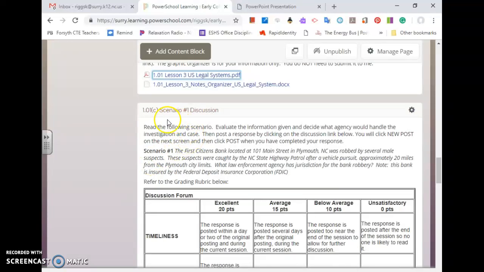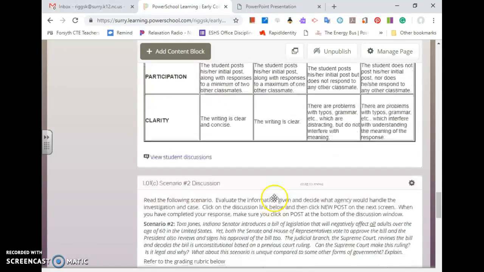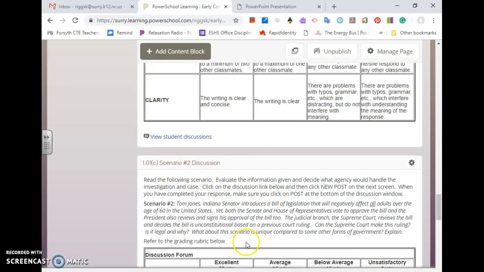Then we have a scenario, number 1 discussion. The First Citizens Bank located on 101 Main Street in Plymouth, North Carolina was robbed by several male suspects. These suspects were caught by the North Carolina Highway Patrol after a pursuit approximately 20 miles from the Plymouth city limits. What law enforcement agency has jurisdiction for the bank robbery? Note, this bank is insured by the Federal Deposit Insurance Corporation, which is the FDIC. So here's your rubric, and you will answer those questions.